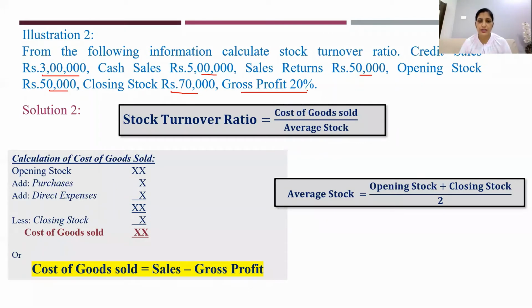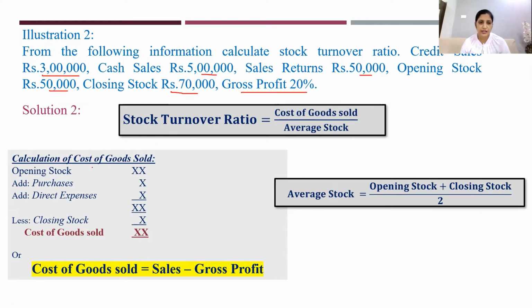From the following information, calculate a stock turnover ratio. Credit sales 3 lakhs, cash sales 5 lakhs, sales returns is 50,000, opening stock 50,000, closing stock 70,000, and gross profit 20%. We do not know purchases over here, nor any direct expenses. So stock turnover ratio is equal to cost of goods sold divided by average stock. This is one of our formulas.